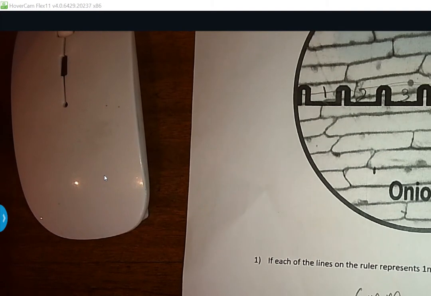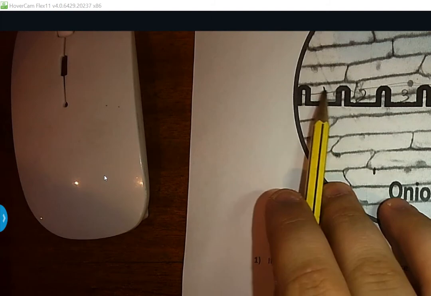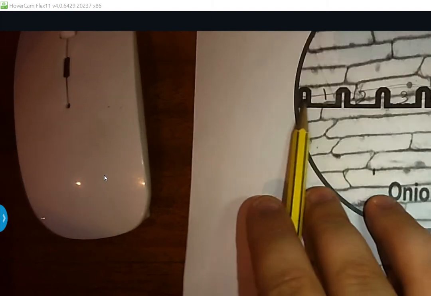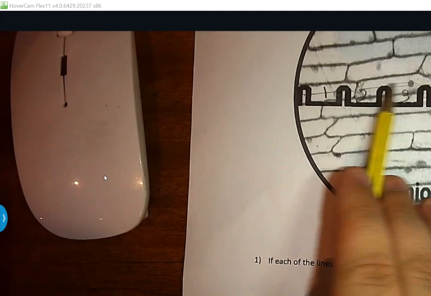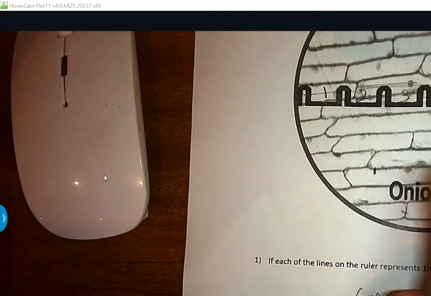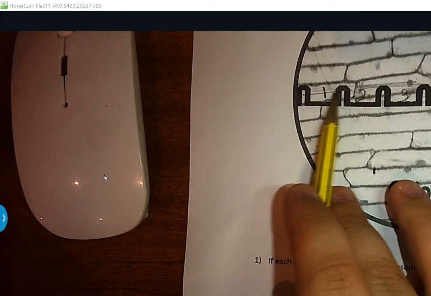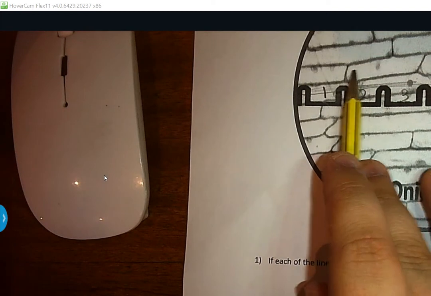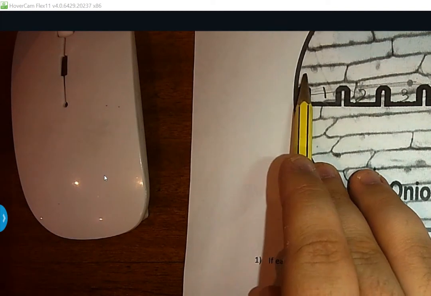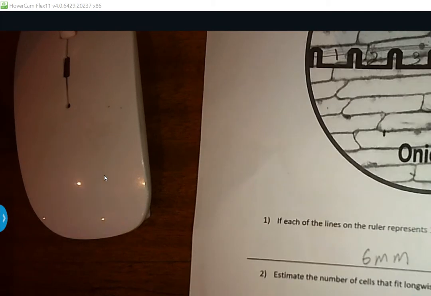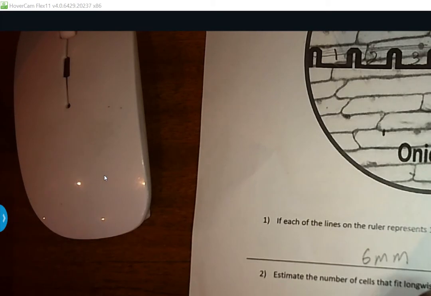The second question asks you to estimate the number of cells that fit longwise across the field of view. So let's look, how many would fit longwise? Well, like I said earlier, that's about 1 cell, that is 2 cells, and then it seems like there's 2 halves there. So I would accept anything from 3 to 4. So you might even say, oh well, there's 1, 2, 3, 4 cells. I'm going to go with 3 just to make the maths a bit easier. But I would accept 3 or 4. Now please just pick one. Don't say 3 to 4, just say 3. Or just say 4. Don't choose both. Okay?